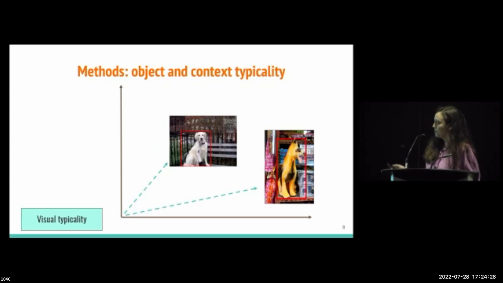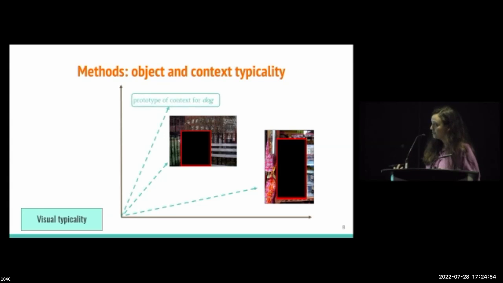We are going to use a similar strategy for context as well. By context, we mean the global scene that is around the target object. We can see that this dog appears in a very typical context, which is a park. This one is in a toy store, so it's not very typical. So we are going to process our context with the computer vision model too, and to do this we are not taking the information from the area of the target object. Then we compute a prototype of the context for dog by averaging many representations of dog images and their context. And then we are going to say that this park is closer to the prototype of context for dog than this one, which is more atypical.